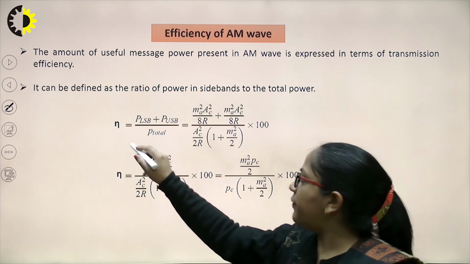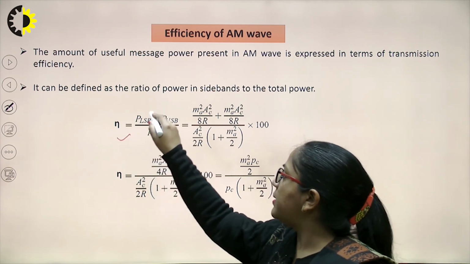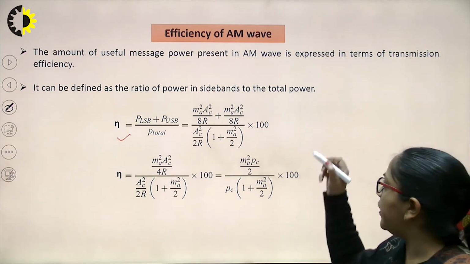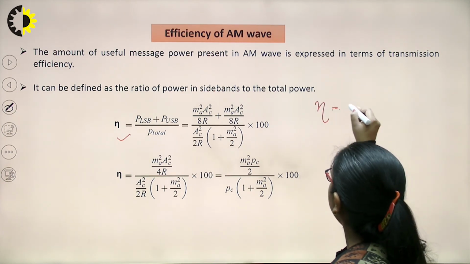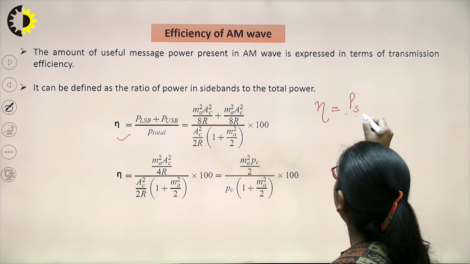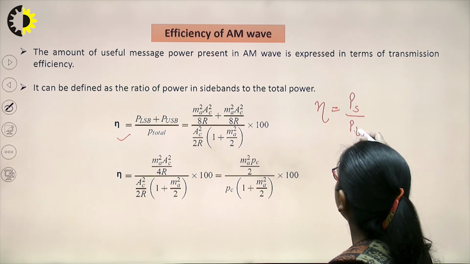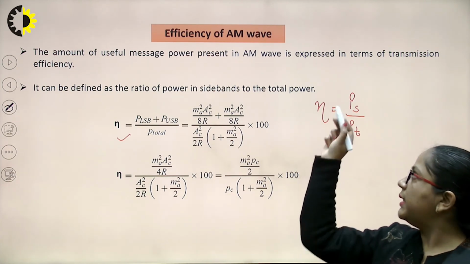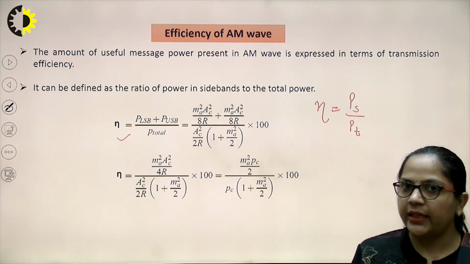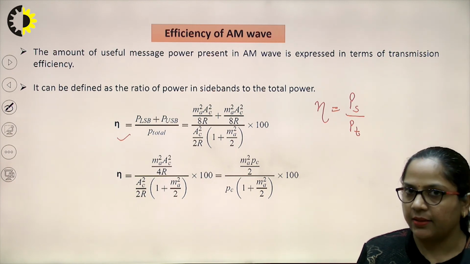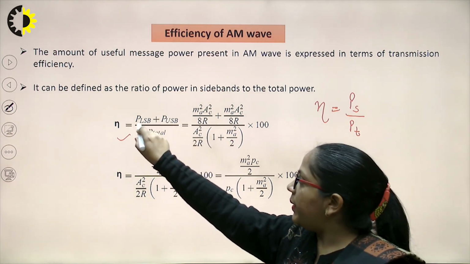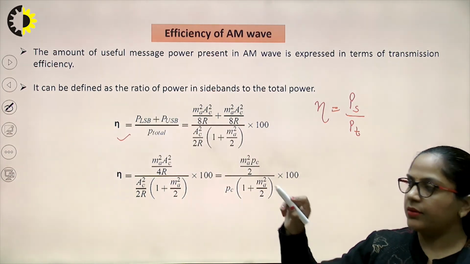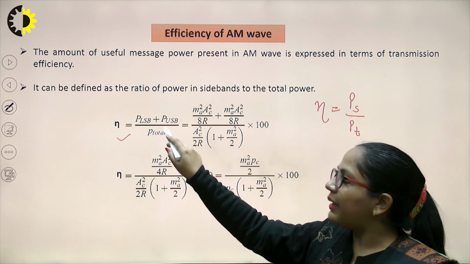How can we represent efficiency? As a ratio of sideband power to the total power required for the transmission of the AM wave. Why? Because the useful information is contained only in the sidebands. The carrier does not contain any useful information about the message signal. So the sidebands include the lower sideband and upper sideband in the AM wave, while the total power includes the carrier also.